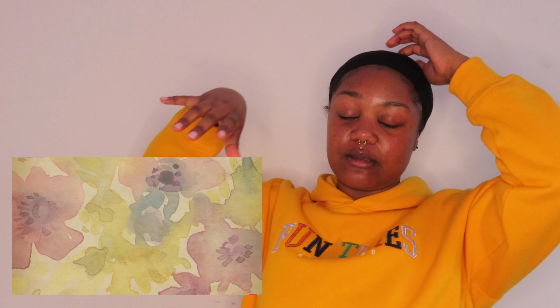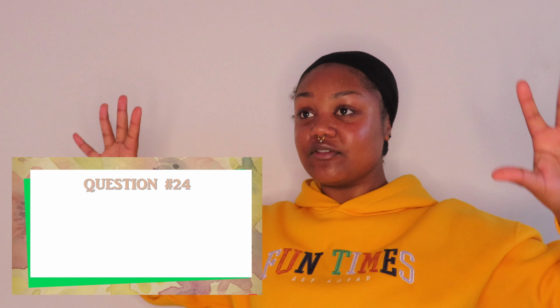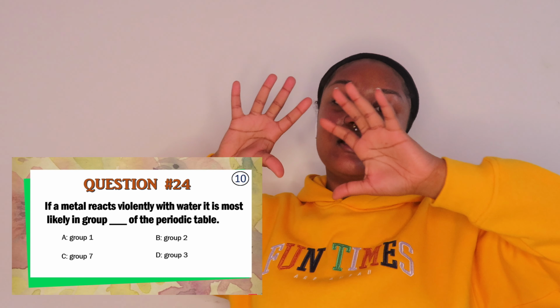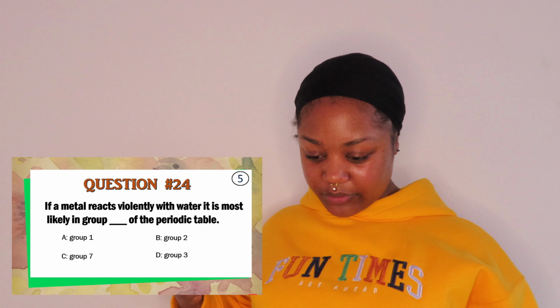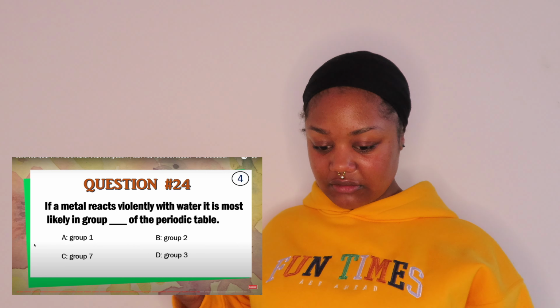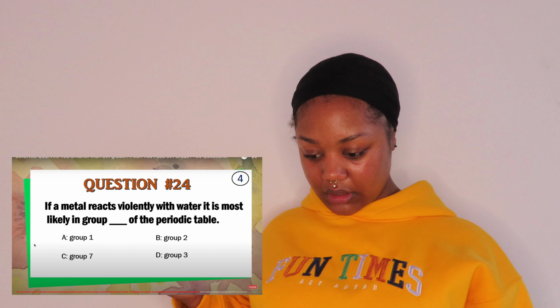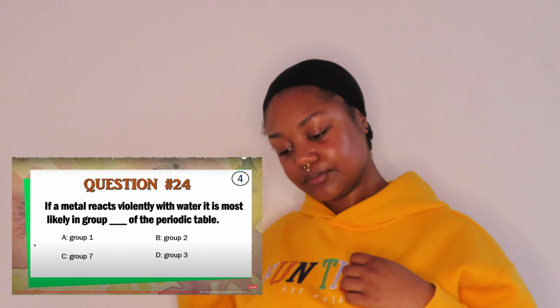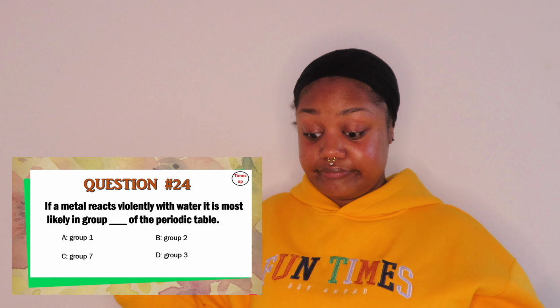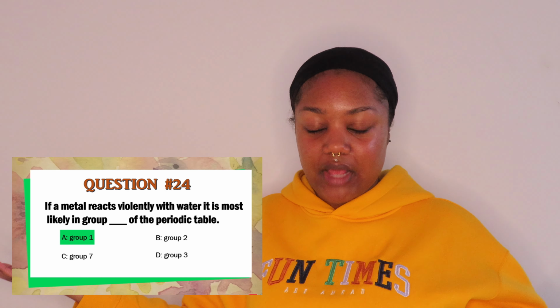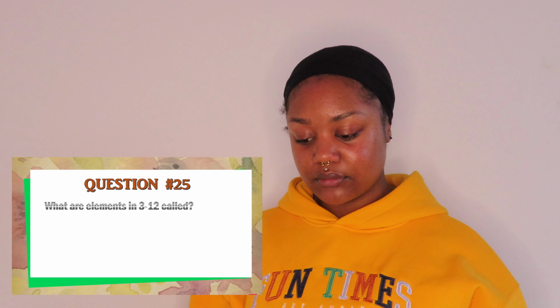Like I said, I wasn't too good at chemistry, but I've seen the periodic table enough to know where everything is at. If metals react violently with water, it is most likely in group blank of the periodic table. See, I don't. 7? See, I wouldn't know that. I wouldn't know that. I wouldn't know that.